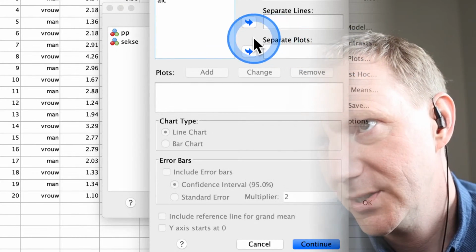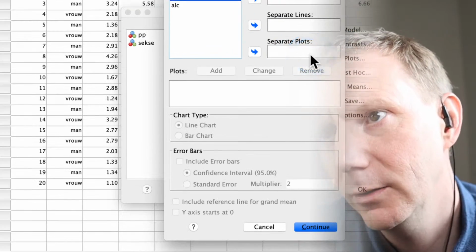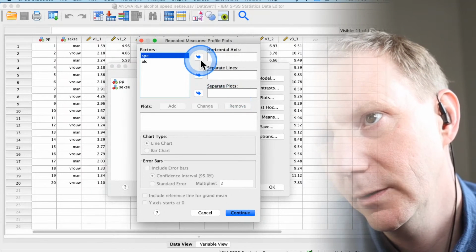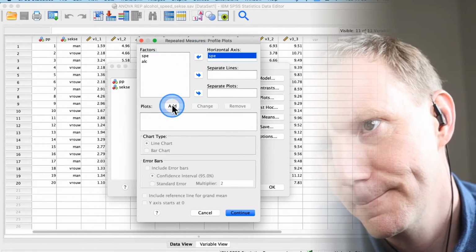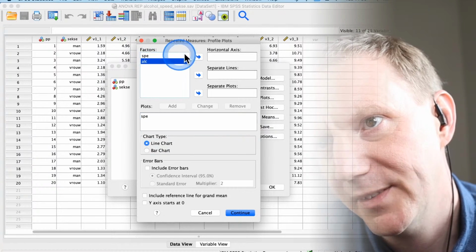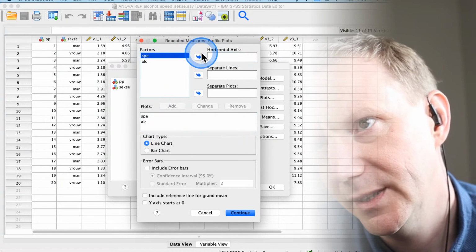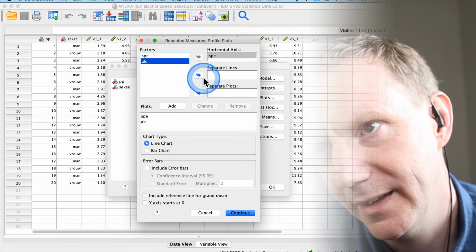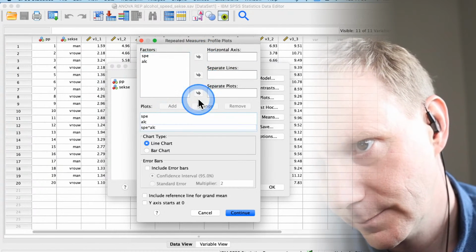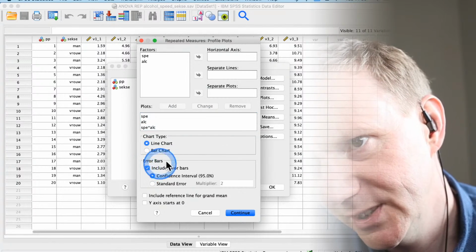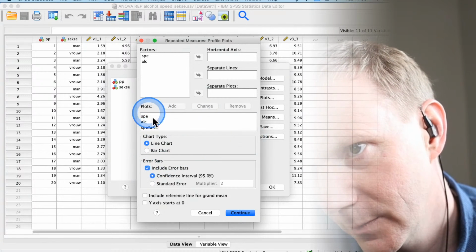We could run some plots. So that means we could look at a couple of things. We could look at a plot for the main effect of speed. We could look at a plot for the main effect of alcohol. But we could also look at the interaction between speed and alcohol. And I'd like to see some error bars on this one as well.